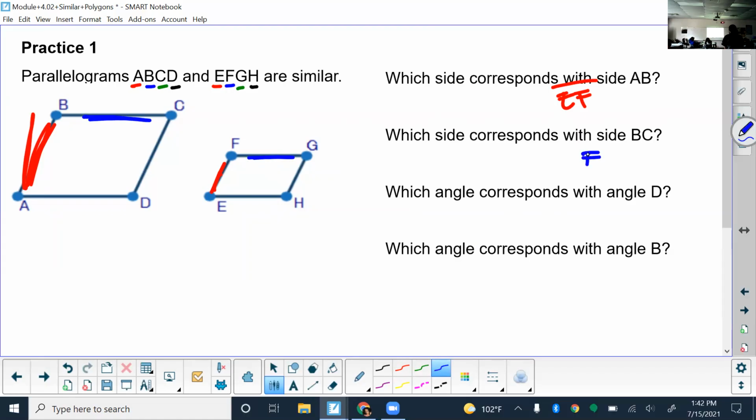FG. What side corresponds with angle B? Okay, angle H. And then which angle corresponds with angle B? Angle F. And try to use the correct signage, all right, so that we know what you're talking about. All right, questions?